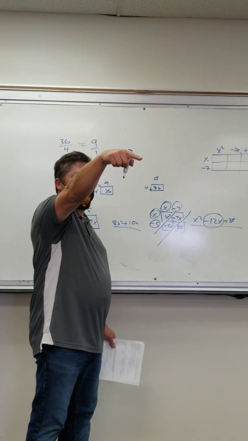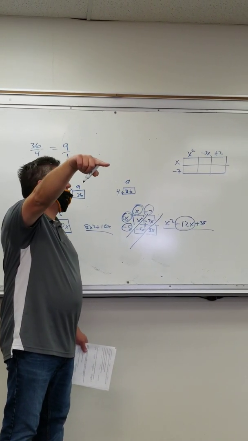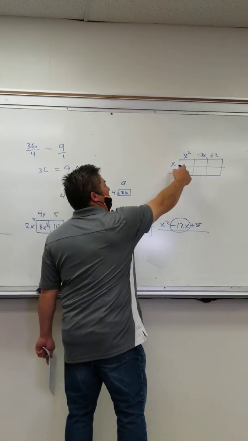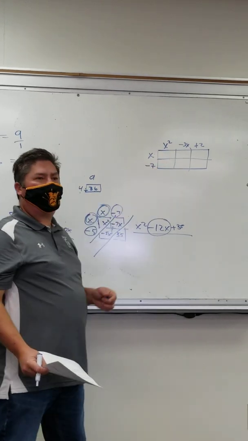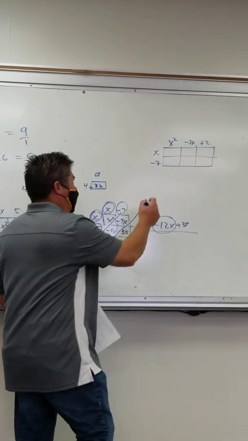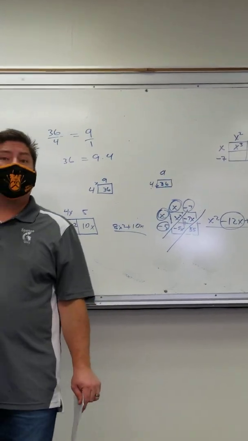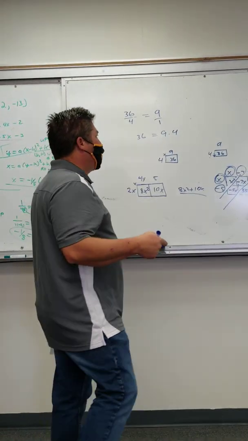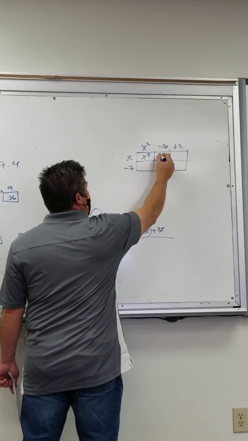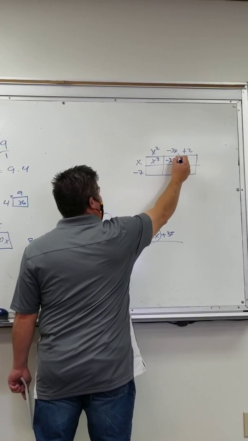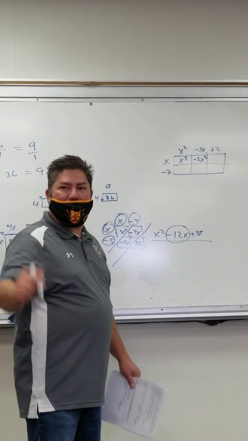What's her name? Allie. Allie, what's this first box going to be? X times X squared is X to the third. Yep, very good. X cubed. What did she do with the exponents? Added them. Very good. Okay, Brody, what's this box right here? Negative 3x squared. Good. What did he do with the exponents? Added them. Okay, I like to go straight across the row.